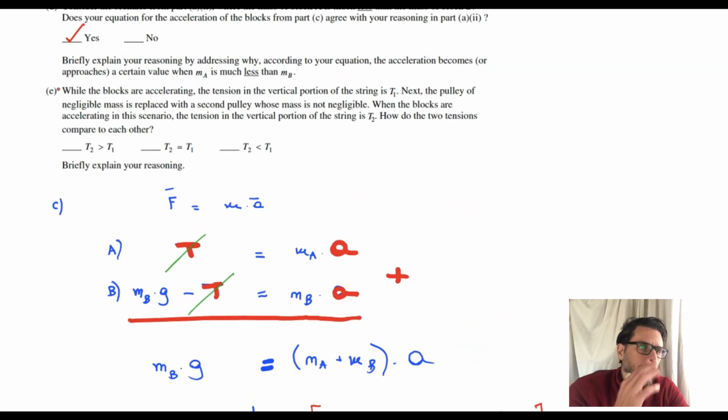Final part. While blocks are accelerating, the tension in the vertical portion of the string is T1. Next, the pulley of negligible mass is replaced with a second pulley whose mass is not negligible. Not negligible. Now we do have a mass. When the blocks are accelerating in this scenario, the tension in the vertical portion of the string is T2. How do the tensions compare each other?